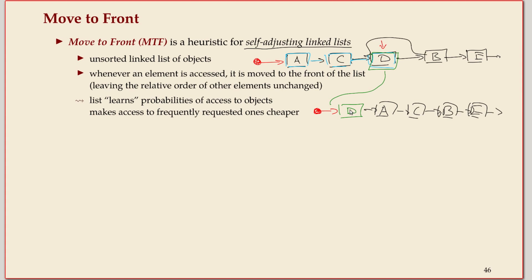That's the idea of move to front. If you access the same thing again or soon again after you've touched it the last time, it will still be in the proximity of the head of the list and will be cheaper to access. In that sense, you could say move to front learns the probabilities of access to objects. The ones that are accessed more often tend to cluster at the beginning of the list, and the infrequently accessed objects lingering around at the end.